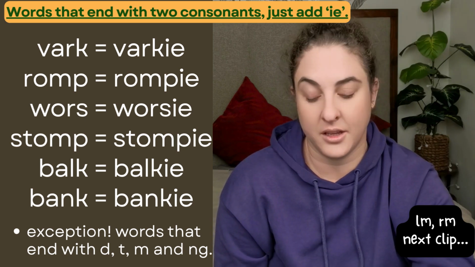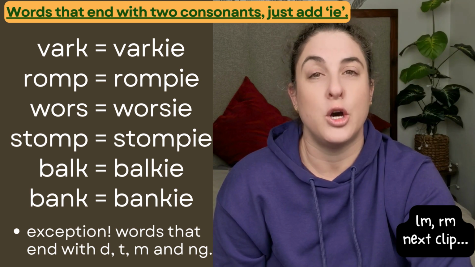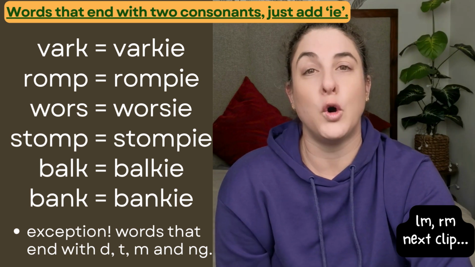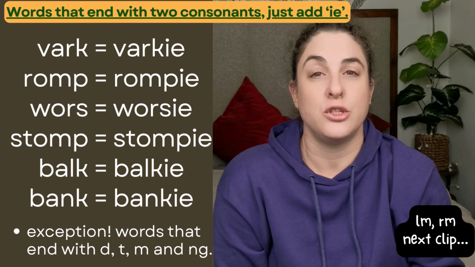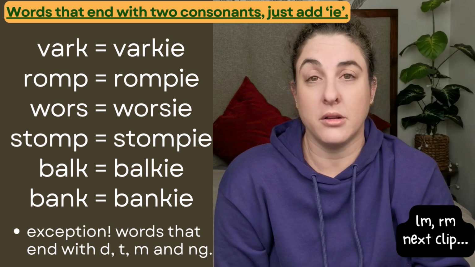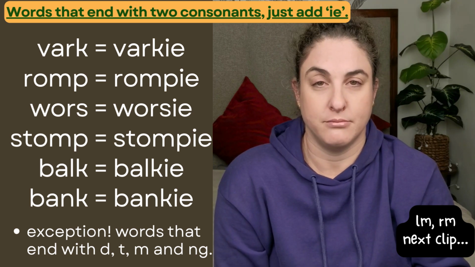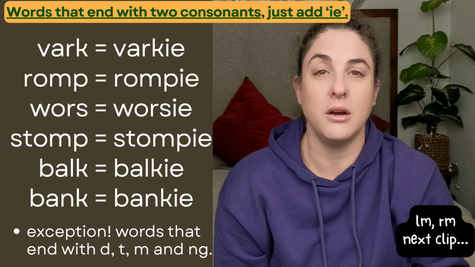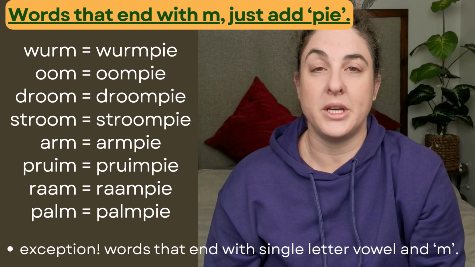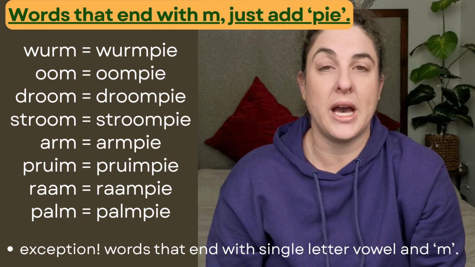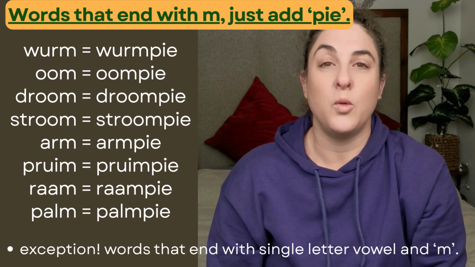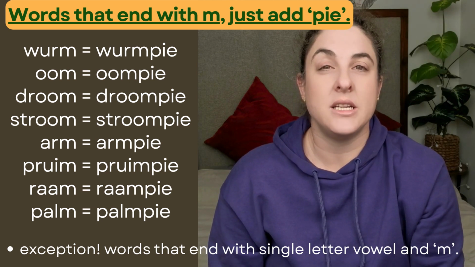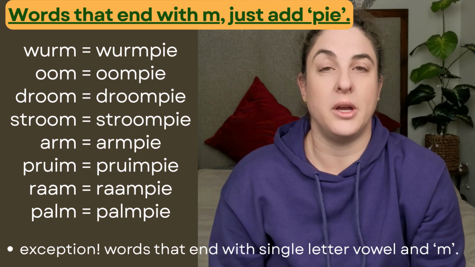Just add IE. Romp, rompie. Wors, worsie. Stomp, stompie. Bulk, bulkie. Bunk, bunkie. When a word ends with an M, you add P, except in the case at the very bottom, where the word ends with one single letter vowel followed by an M.